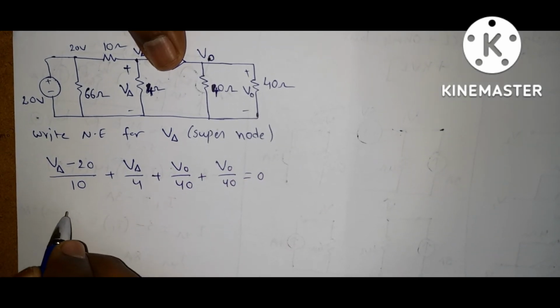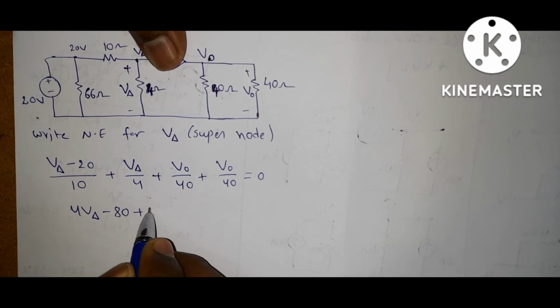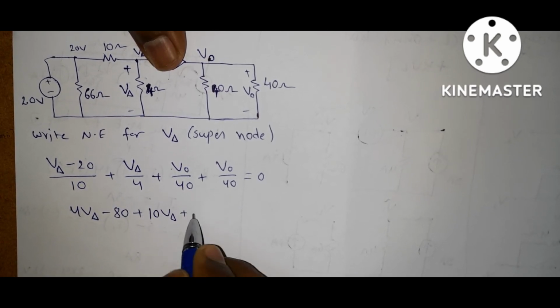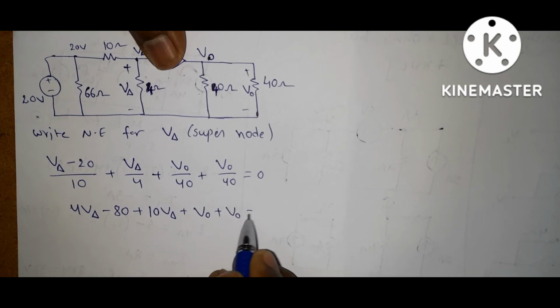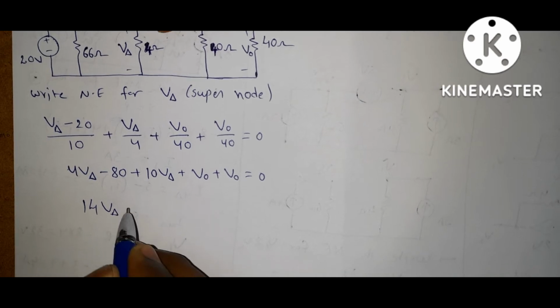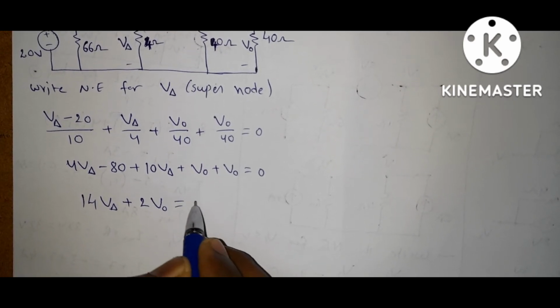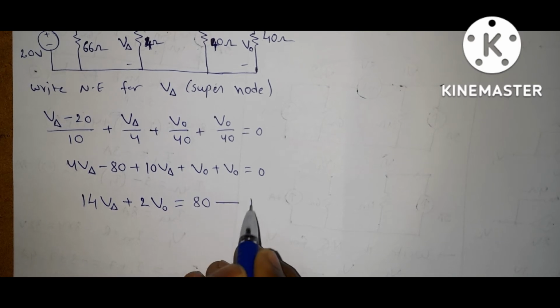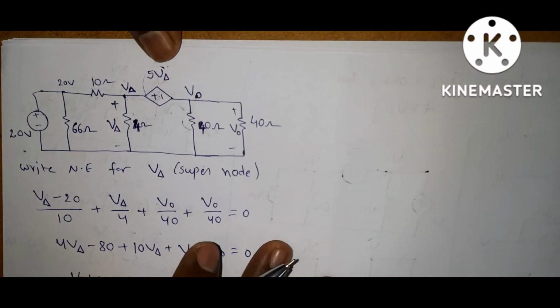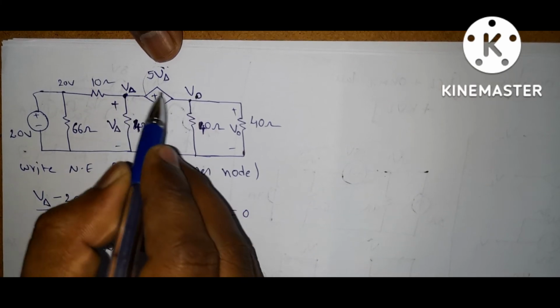So if you take LCM, 4V delta minus 80 plus 10V delta plus V0 is equal to 0. So 14V delta minus 2V0 is equal to 80. Equation 1. Now apply KVL to this loop, that means this node and this dependent source.